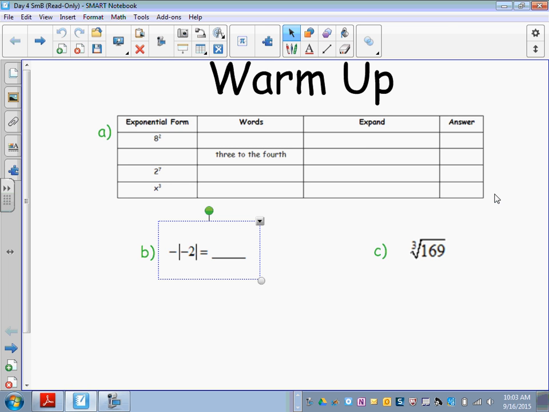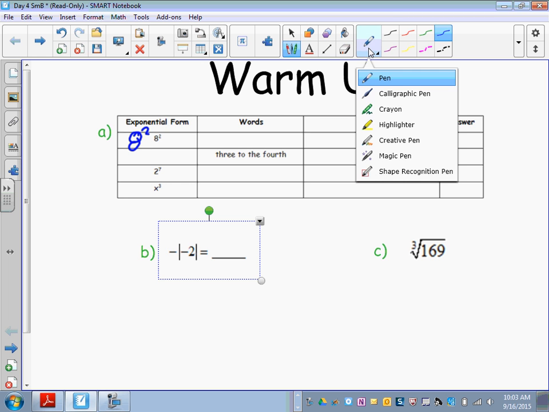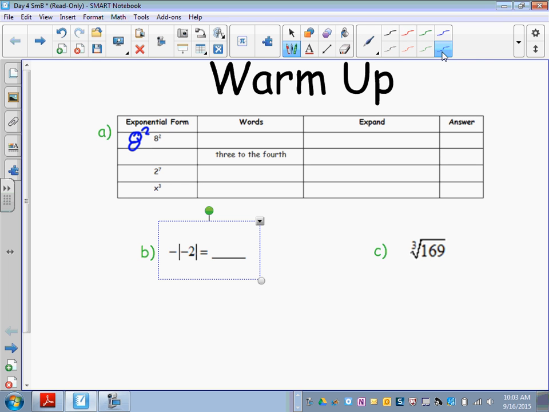All right, so taking a look at our first one, here we have this guy. What is this in words? Alexis, what is this in words? Very good. 8 to the second power. What else could we say instead of 8 to the second power? 8 squared. Good. So either one works. I'm going to go ahead and write squared since it's just two words.